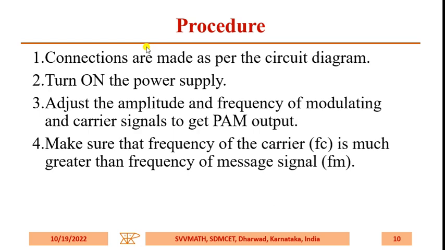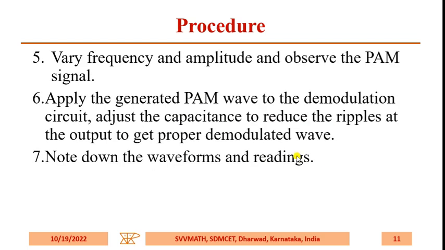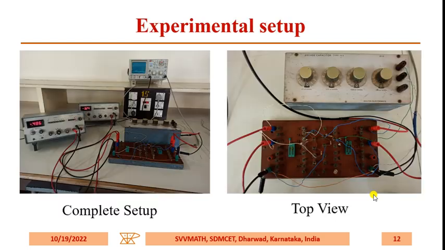The procedure is as follows. Make connections as per the circuit diagram, turn on the power supply, and adjust the amplitude and frequency of the modulating as well as the carrier signal so that you can get a PAM output. Make sure that the frequency of the carrier is much greater than fm, the message signal frequency, so that you can observe the output properly. Vary the frequency and amplitude and observe the PAM signal. Once you get the output, apply the generated PAM waveform to the demodulation circuit. Adjust the capacitance to reduce the ripples so that you can get a proper demodulated output, and note down the waveforms.